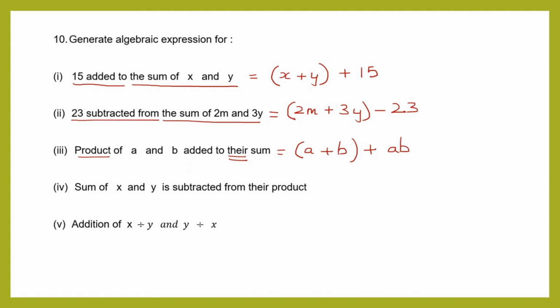Next one, the sum of x and y is subtracted from their product. So the sum of x and y should come second. What is the product of x and y? x into y. So let's write that. x into y is xy. From this, we're going to subtract the sum of x and y: x plus y.